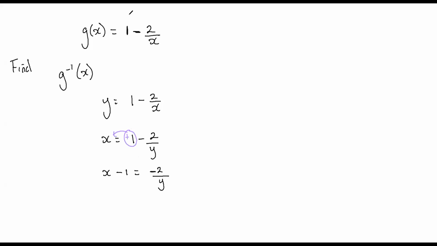Okay, all right. Now what, Justin? Cross multiply. Exactly. So make sure you put these in brackets and treat it like one thing. Cool? So now we'll have y times x minus 1 is equal to minus 2. Now how do I get y by itself?